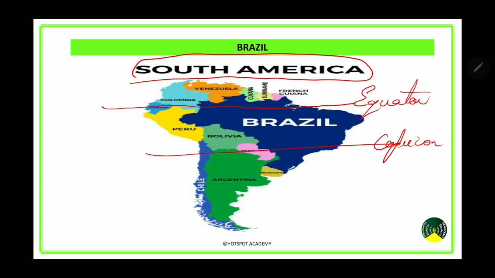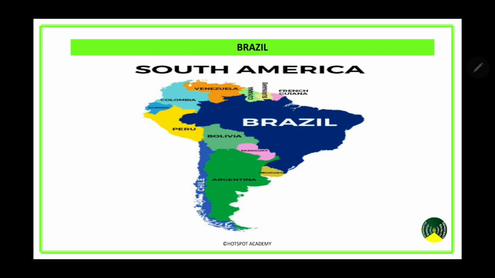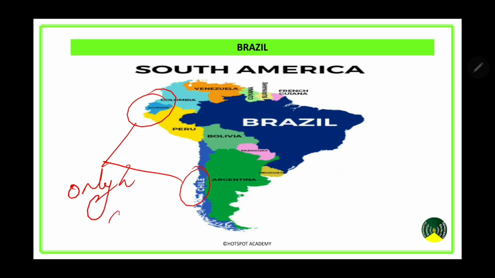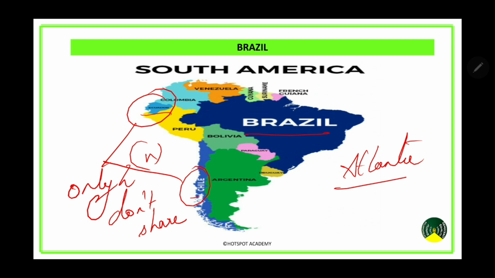Now, just a minute here. If you focus, there are 2 countries, one is Chile, the second is Ecuador. These are the only 2 countries that don't share a border with Brazil. This is asked n number of times. The 2 countries which don't share a border with Brazil are Ecuador and Chile. Are we clear? Okay, now here is the Atlantic Ocean. This is the northern part, this is the southern part. Are we clear? Let's move ahead then.